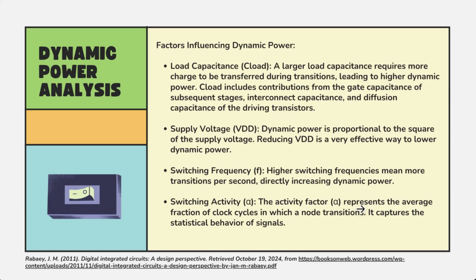Next one is the supply voltage. Dynamic power is proportional to the square of the supply voltage. Reducing the VDD is a very effective way to lower the dynamic power. Switching frequency. The higher the switching frequency, the more transitions per second, directly increasing the dynamic power.